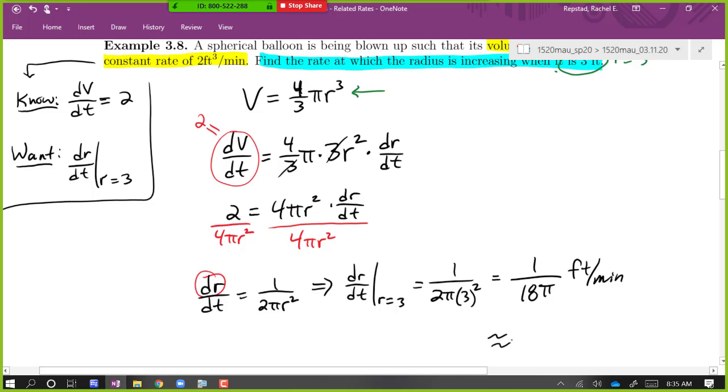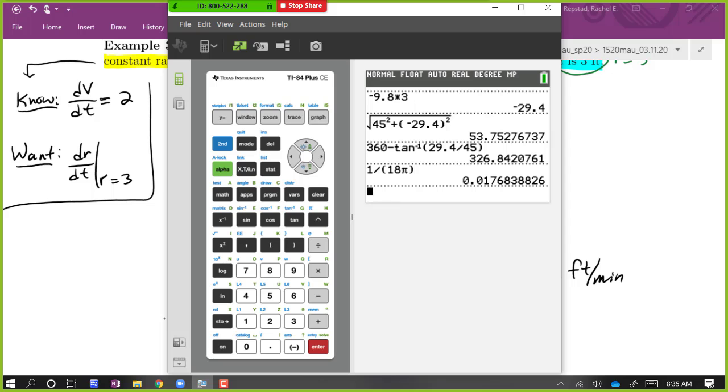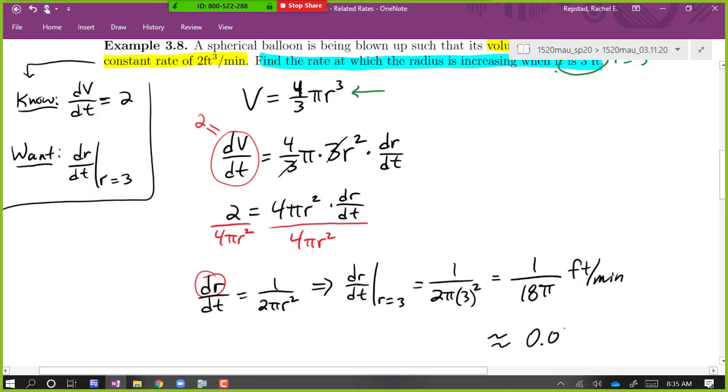In applied problems, we often approximate. So in the calculator, 1 divided by parentheses 18 pi, 0.0177 feet per minute. Questions? Okay, let's try another one.